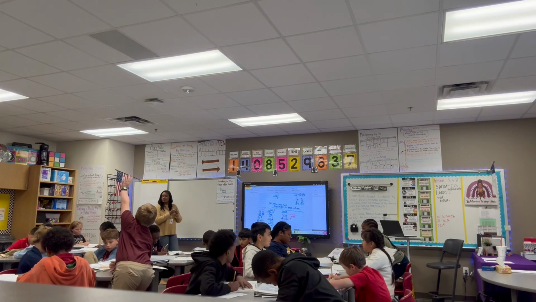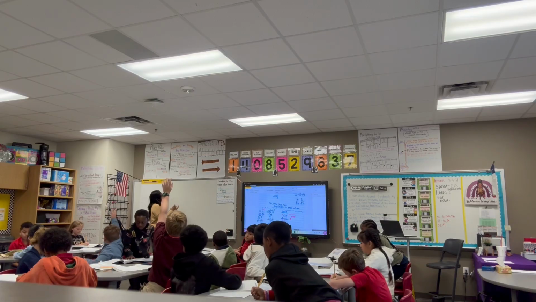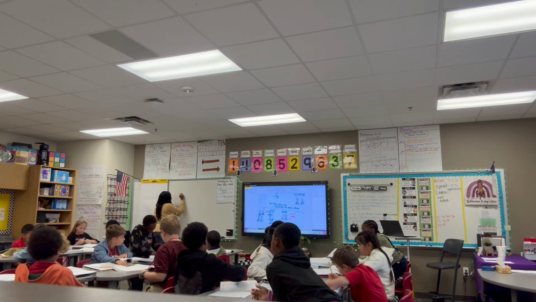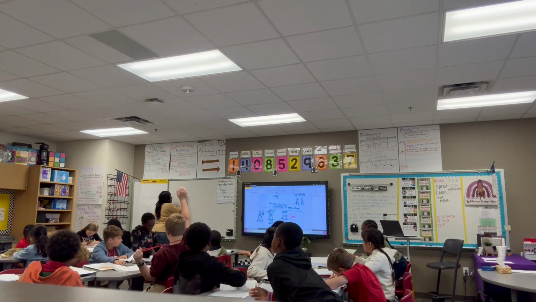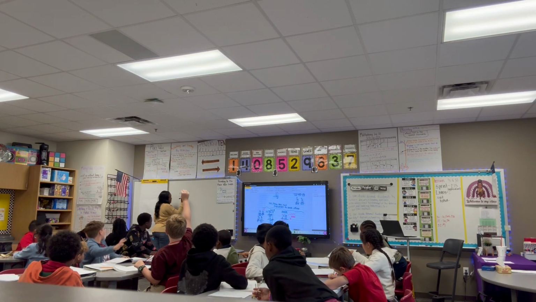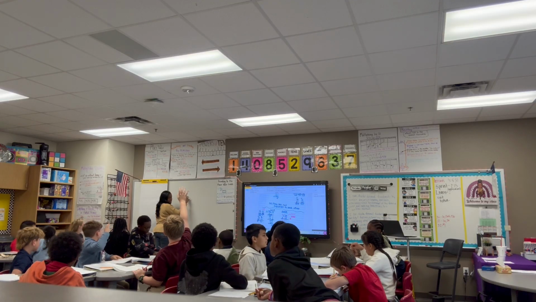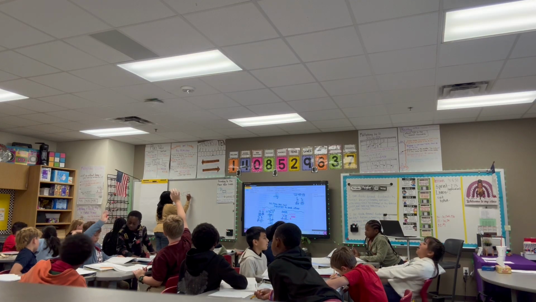Alright, let's check. What's the problem? 23 divided by 62.79. My decimal goes here.